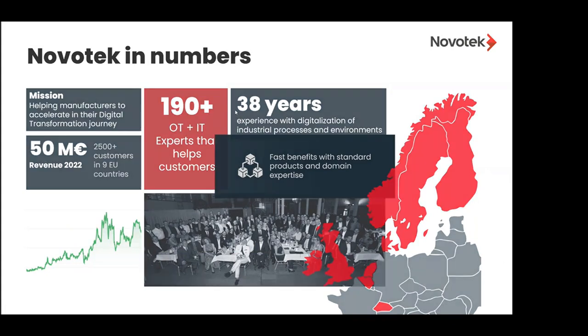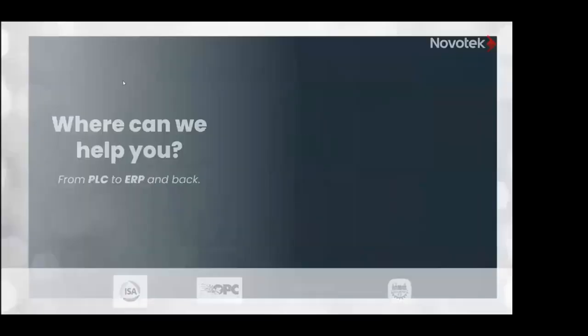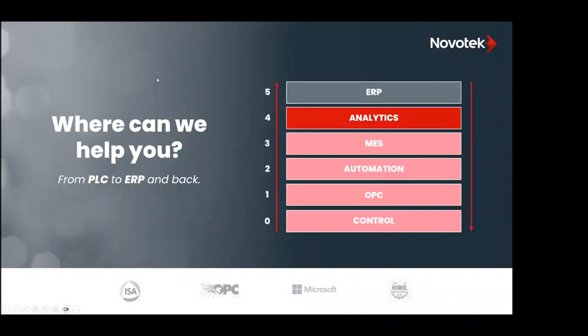How do we do that? We are active actually in almost all layers of the traditional industrial automation hierarchy, as you can see. So all the way down from control through OPC data disclosure, SCADA automation, HMI systems, manufacturing execution systems. But the main topic of this session will obviously be analytics.